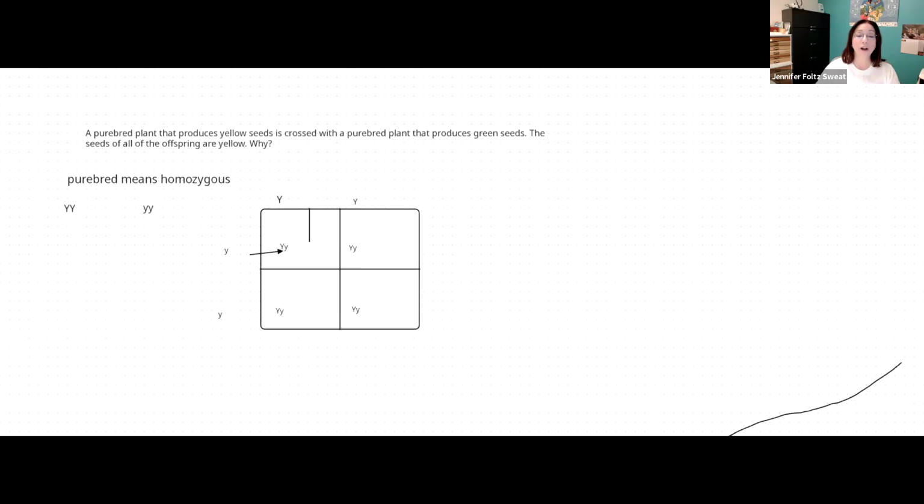So now all of the offspring, 100%, are heterozygous, and they're yellow, which means that yellow is dominant. Remember, the recessive phenotype is only present if the individual is homozygous recessive. Do you guys need me to write that down? I can only see 4 of you, so.